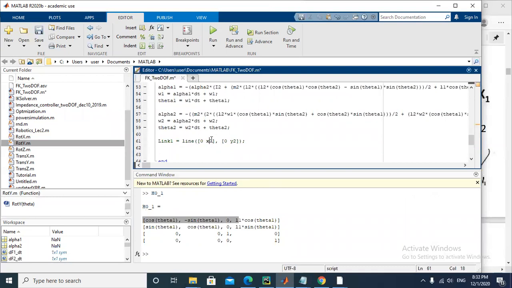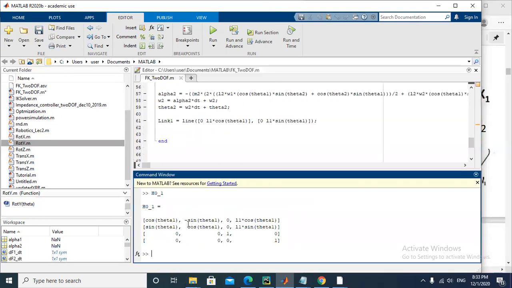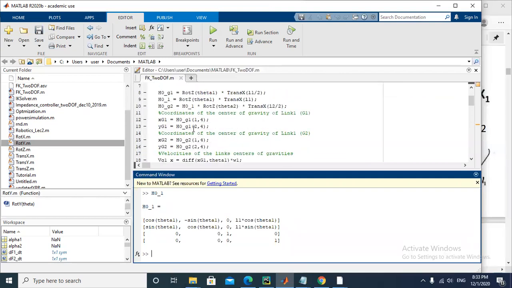the coordinate of the second point, right? So the second point is going to be L1 multiplied by cosine theta 1. And this guy is going to be equal to L1 times sine theta 1. Okay, now let's look at the second link. What we need is, we need HO2. Well, we don't have HO2, but we can get it.